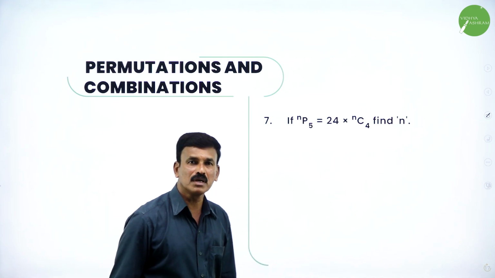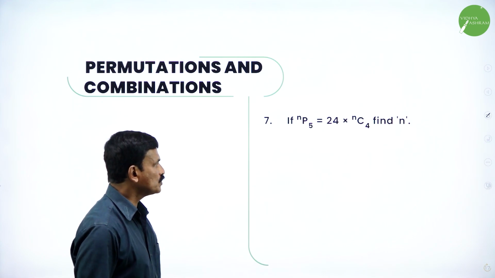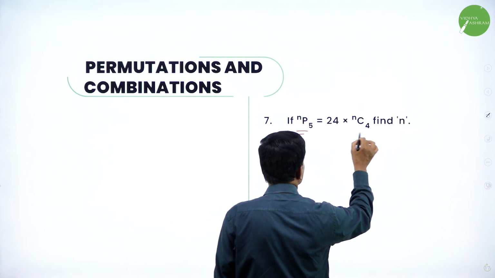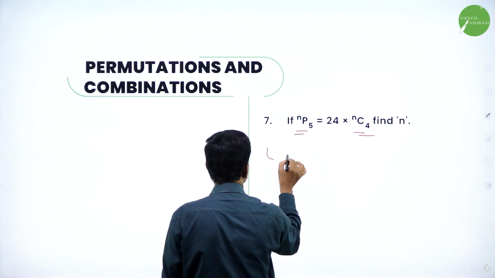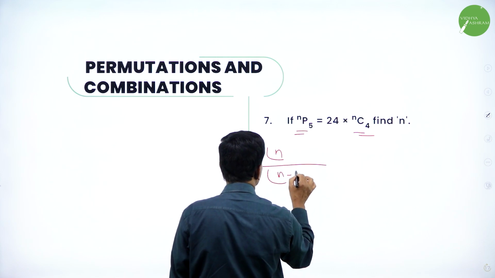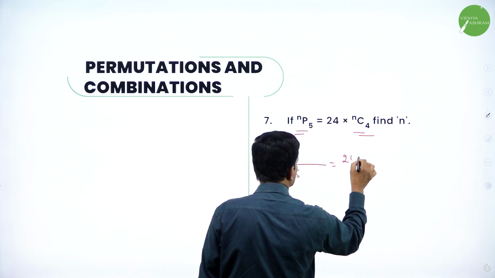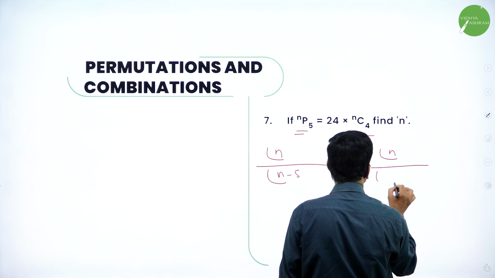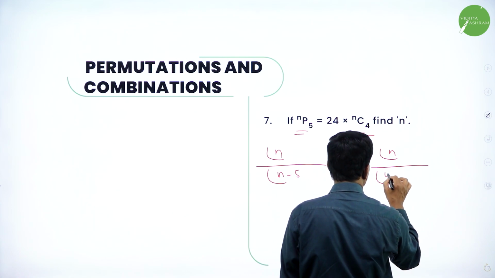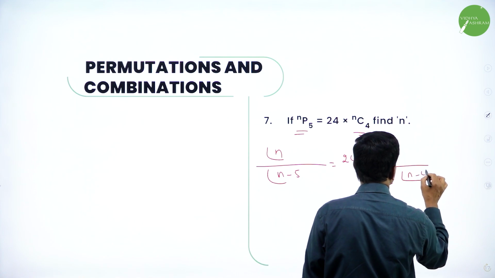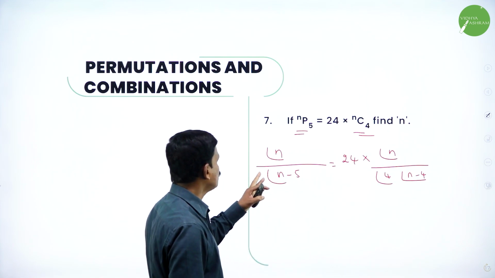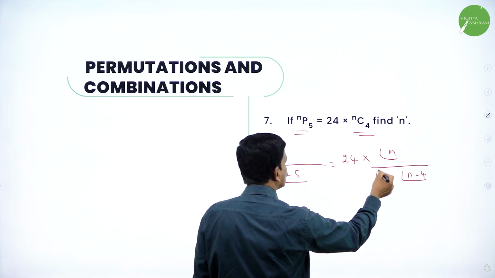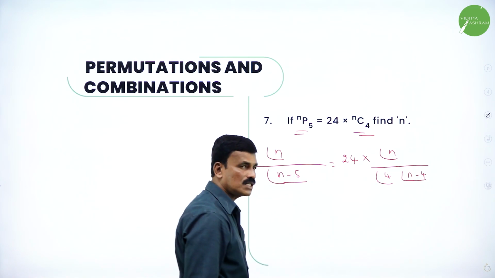Now this is also an important problem. What is given? If nP5 is equal to 24 into nC4, find the value of n. Just write down the formula for nP5 and nC4. We know that nP5 can be written as n factorial divided by n minus 5 factorial, equal to 24 into nC4. nC4 is nothing but n factorial divided by 4 factorial into n minus 4 factorial.